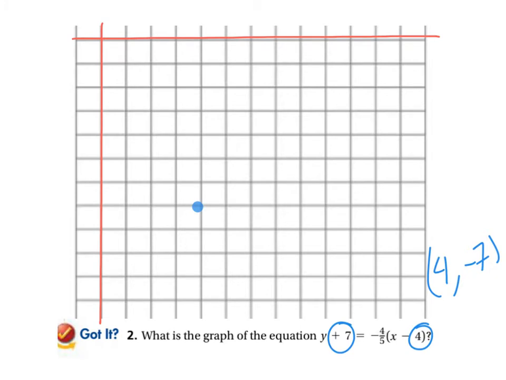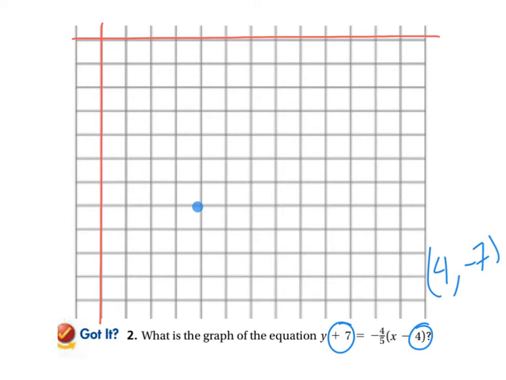And then we're going to count our slope. Our slope is going to be negative 4, 5. So that means I'm going to go down 4. So let's grab this here. 1, 2, 3, 4, and then 1, 2, 3, 4, 5.